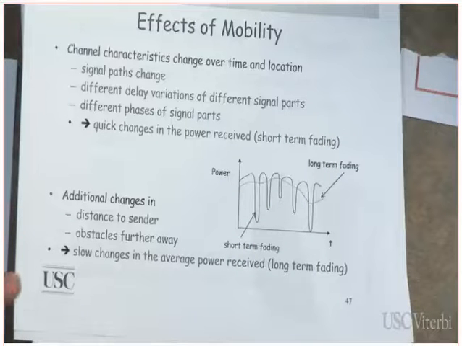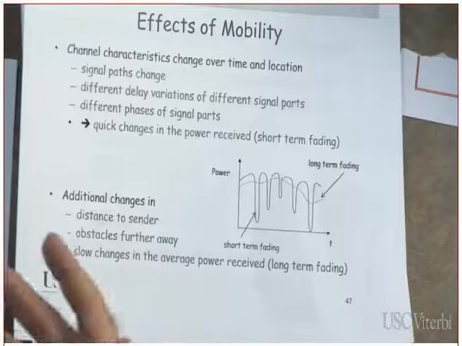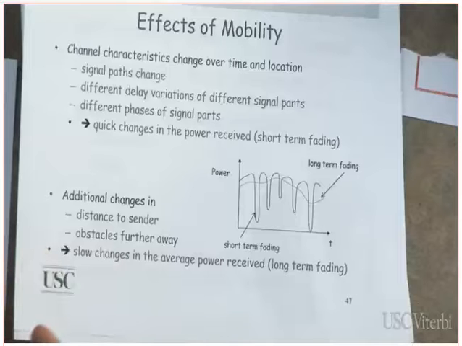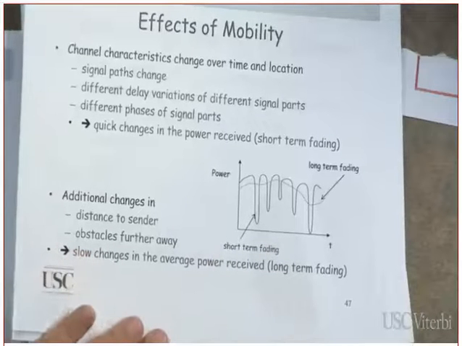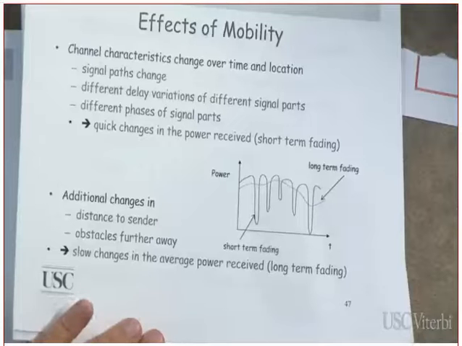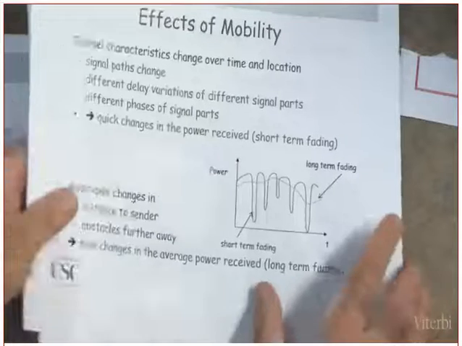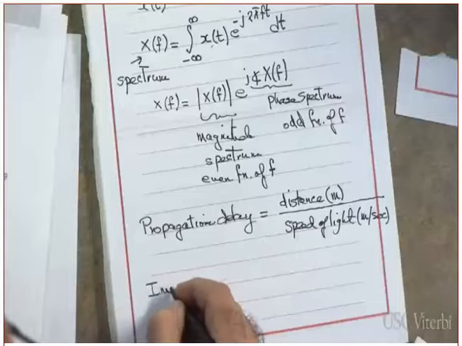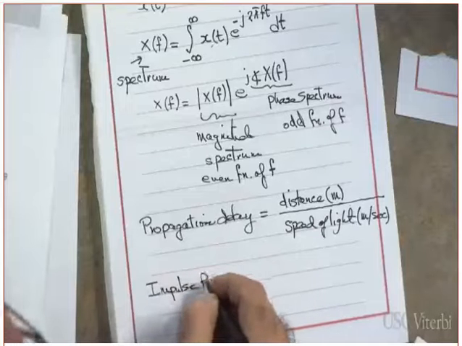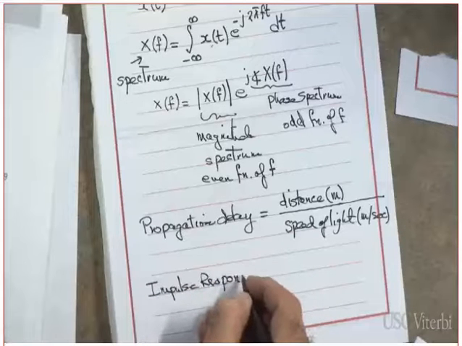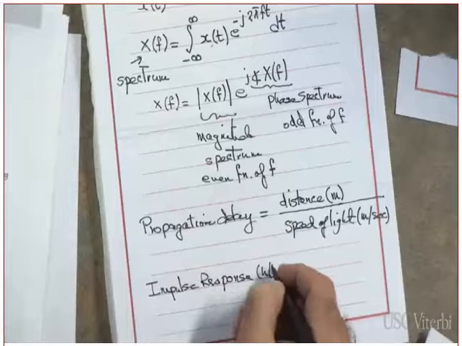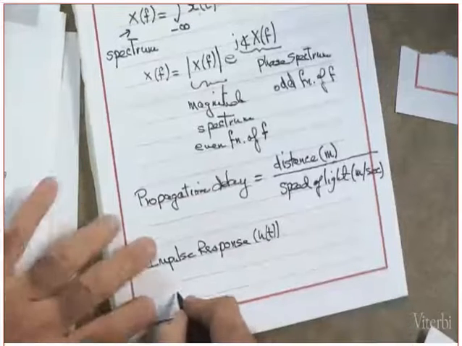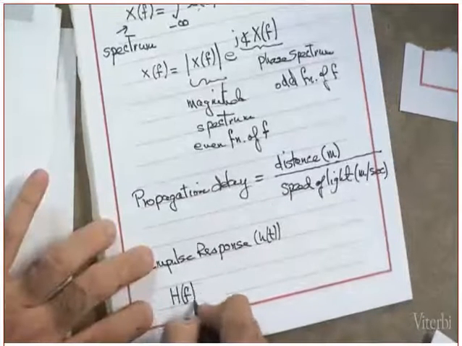Clear? These types of channel, we call them time varying channels. It's going to change. It's not time invariant. Clear? Okay. What am I talking about when I say time invariant? We are talking about the impulse response, which is h of t. Is this ringing a bell or no bell? No bell. What is h of f called?